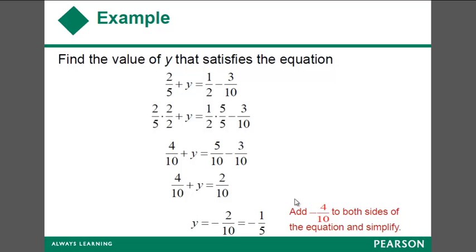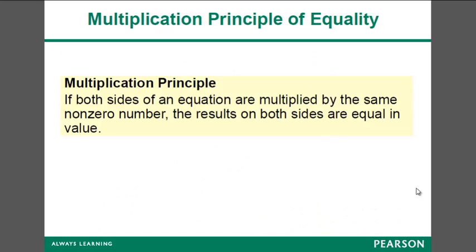We've been working with the additive principle. Now let's look at the multiplication principle of equality. This says that if both sides of an equation are multiplied by the same non-zero number, the results of both sides are equal in value. Meaning, again, if I multiply one side by a number, I must multiply the other side by the same number. Whatever I do to one side, I must do the exact same thing to the opposite side of the equation.